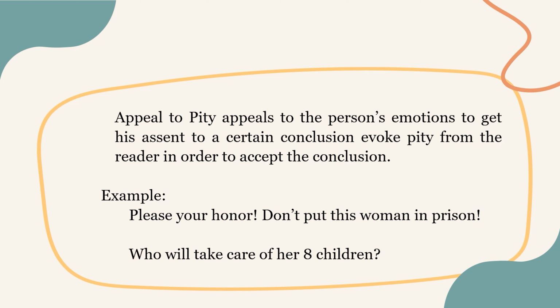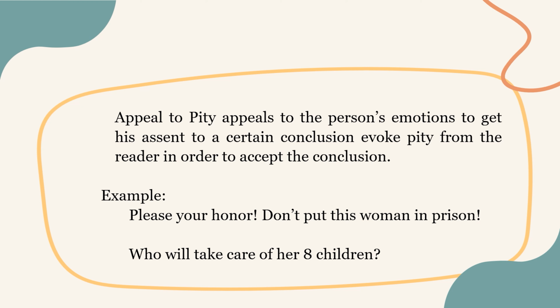In the provided example, the appeal seeks to prevent the woman from going to prison by highlighting her 8 children as a means to garner sympathy. This fallacy bypasses rational arguments and relies on the emotional response of the audience. While emotions have a place in discussions, arguments should ideally be based on logical and relevant points, not just on the emotional appeal of pity.